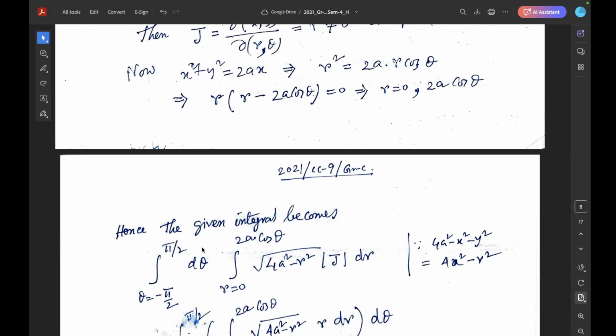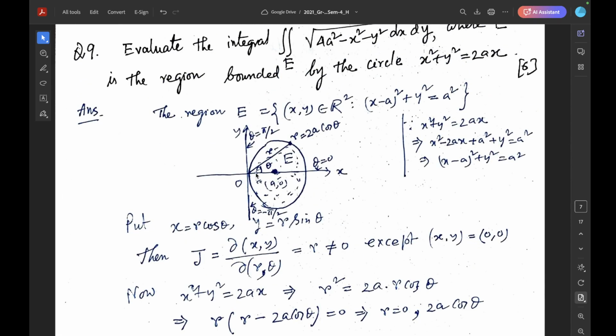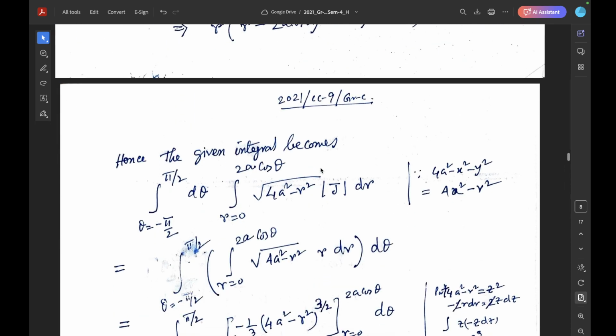Limit theta tends to minus pi by 2, because when theta equals 0 on the x-axis, the main line is the x-axis. When theta equals minus pi by 2, this is the line negative y-axis, and from theta equal to minus pi by 2 to theta equal to pi by 2, when theta equals pi by 2, this is the line positive y-axis. So theta ranges from this to this, and r ranges from 0 to the circumference of the circle, twice a cos theta. So we can change this limit in this way.